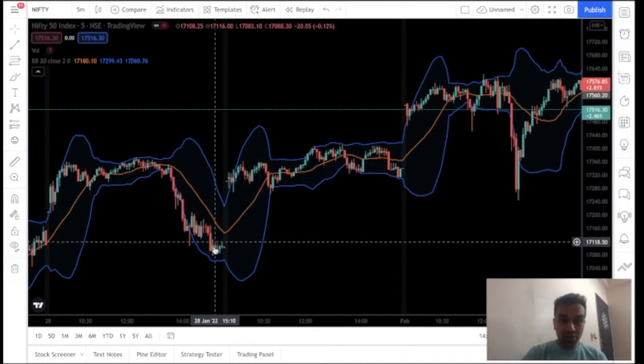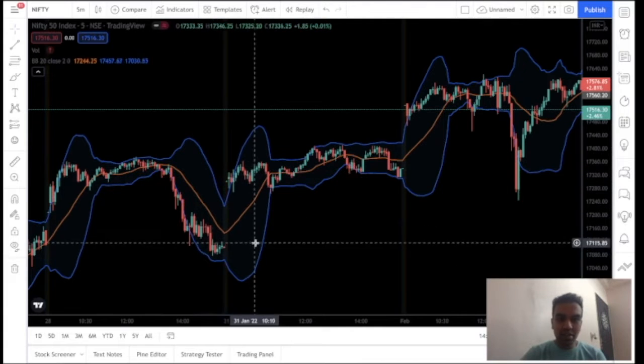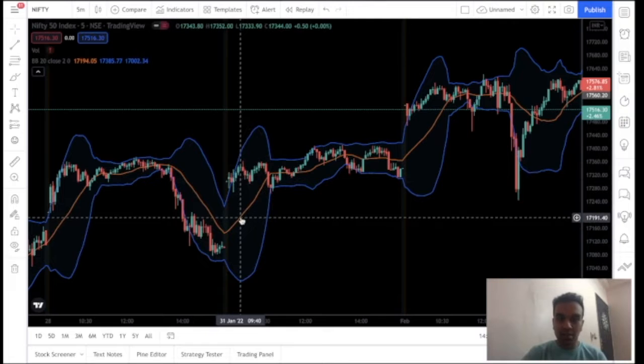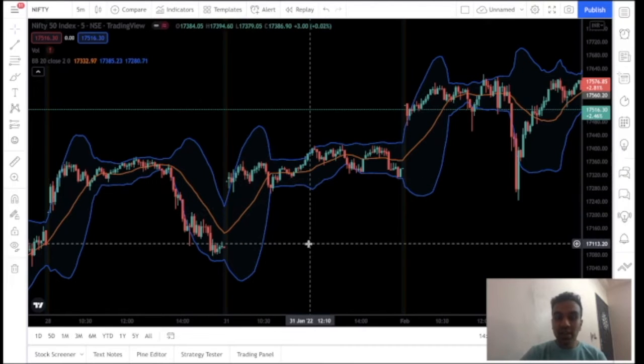So as we can see, Bollinger Band is basically a band over here, and it consists of three lines, these two blue lines here and this line in the middle. Now this line in between is nothing but the 20-day exponential moving average, whereas these two blue lines are just a particular standard deviation away from the moving average.